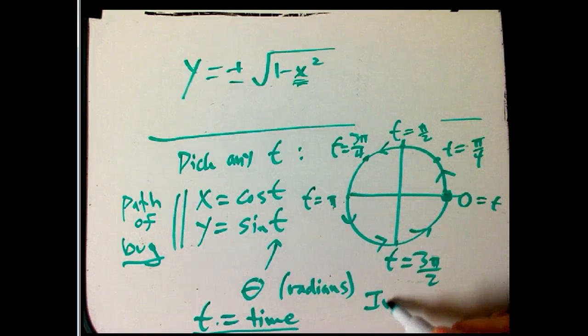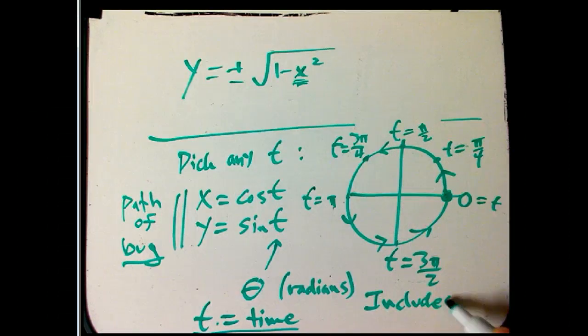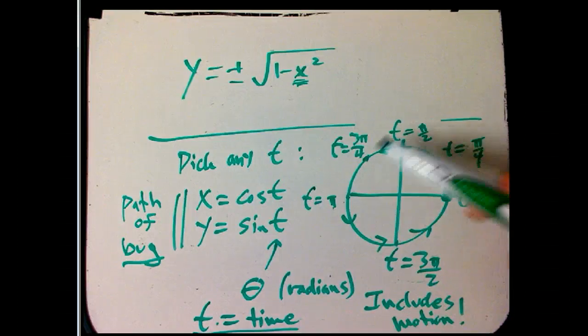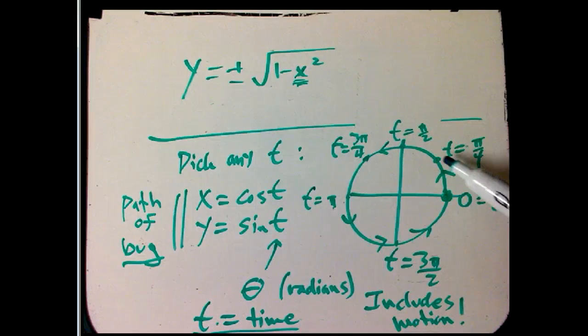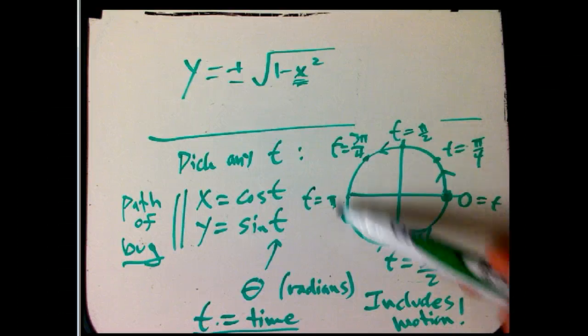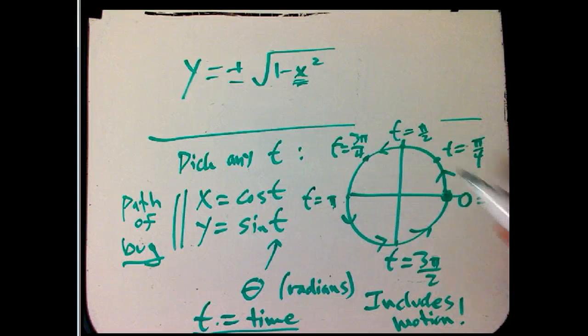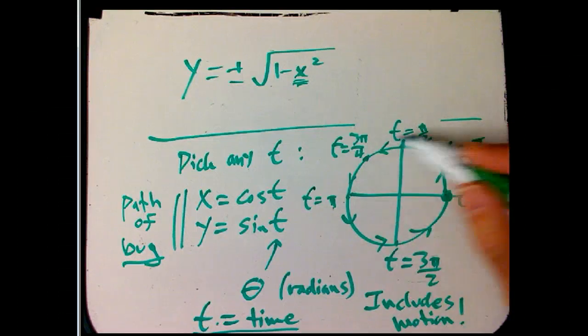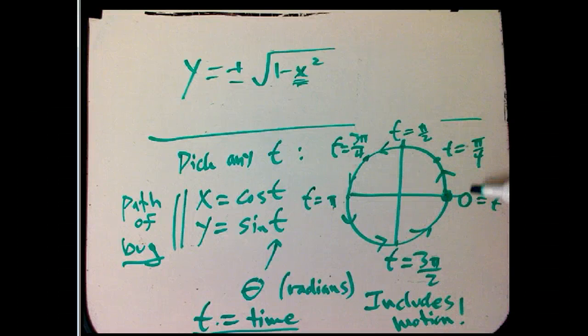Okay, so there's lots of good things about this description. If it's the path of the bug, then this is including exactly when it was everywhere. It includes an idea of motion. It's possible to calculate things like the velocity of the bug, which you do in calculus. And at least it's possible to say which direction it was going, because you just go from lower to higher values of t as you go around.